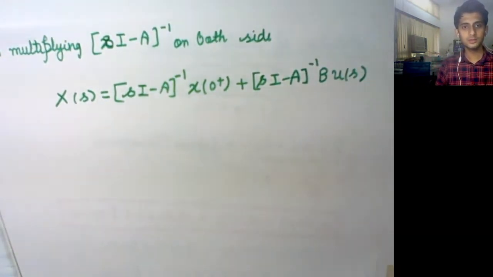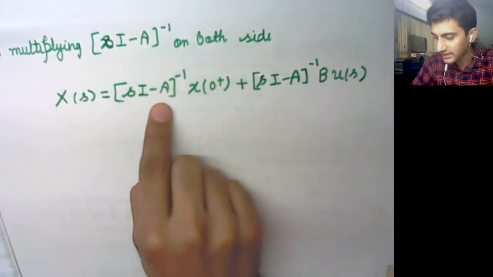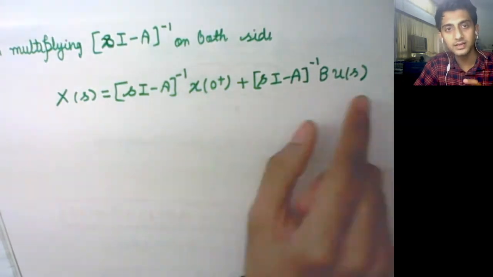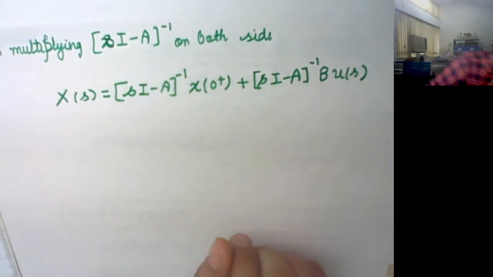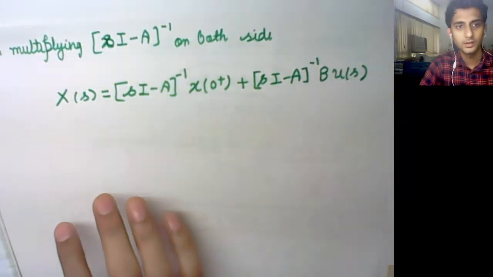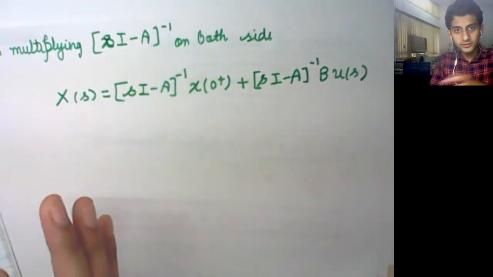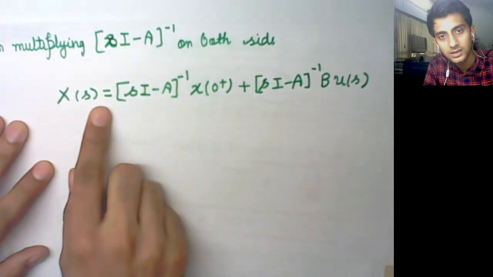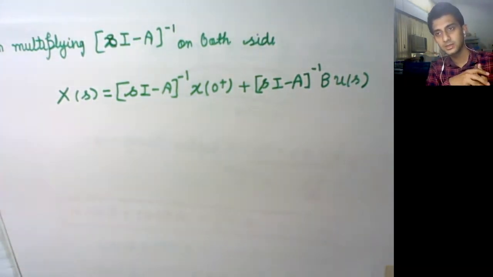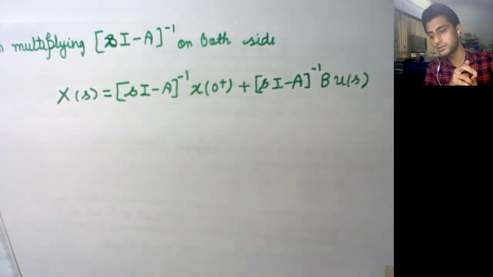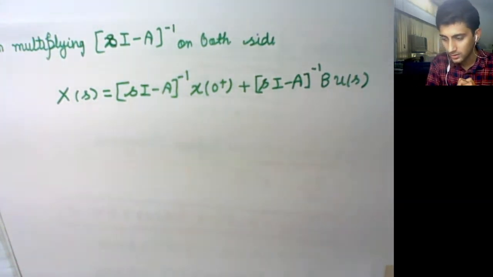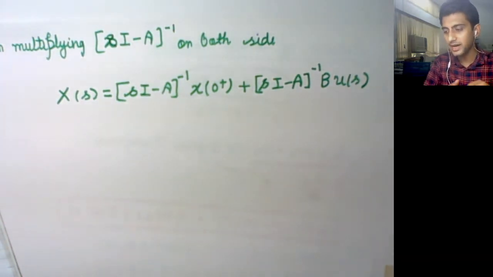Remember that this is a matrix. B is also a matrix. X and U are vectors. And if you solve the system of this matrix, you will get X in terms of s. Then you can take the inverse Laplace transform and you will get the solution ready. As of now, our main focus is on what this sI minus A is.